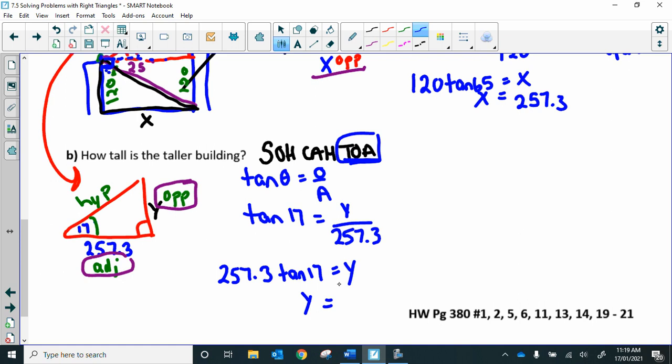I'm going to tell you the answer is 78.7, so just plug that in, see if you can get that. Might have to try a couple times. Don't forget that is just that top portion of the triangle, so if I want to find the full height, I'm going to have to take the height of the smaller building, which was 120, and add that extra section on that we just figured out, 78.7. So we're going to have to add those together. We get 198.7 in total.